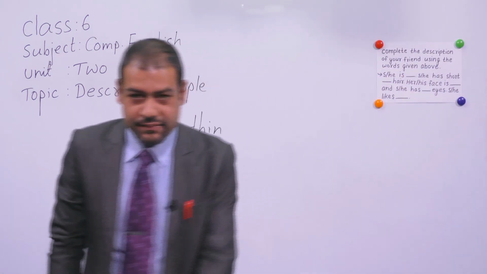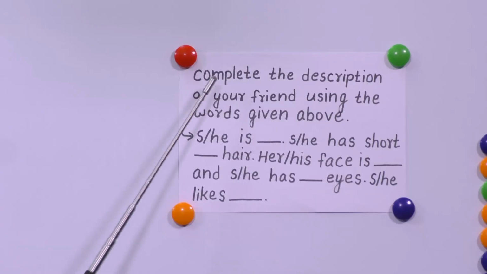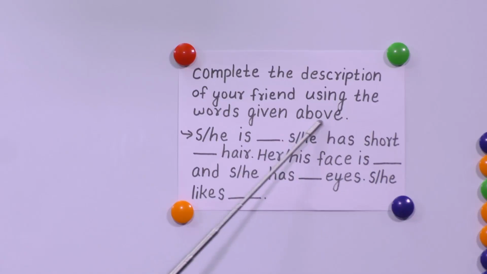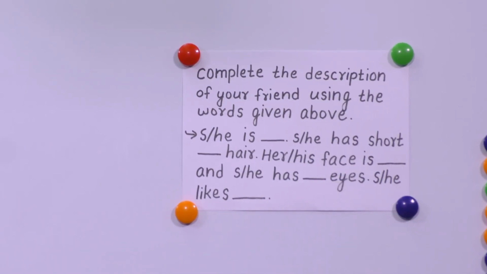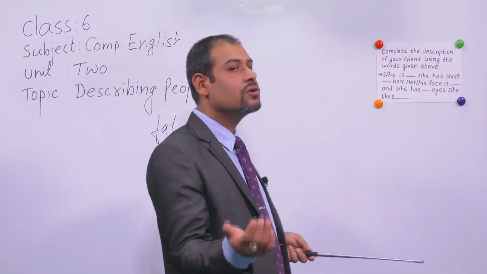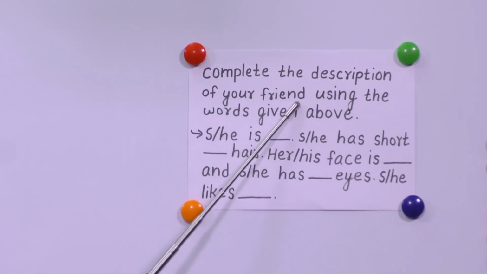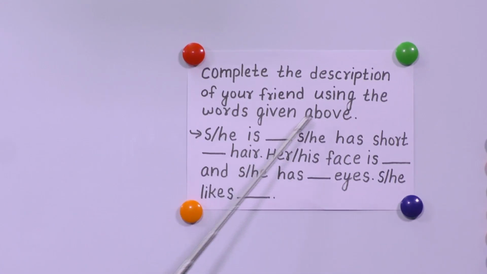See what's written there, please read it out. Complete the description of your friend using the words given above. Once again, I like to read out this instruction. Please, you also read with me. Complete the description of your friend using the words given above.